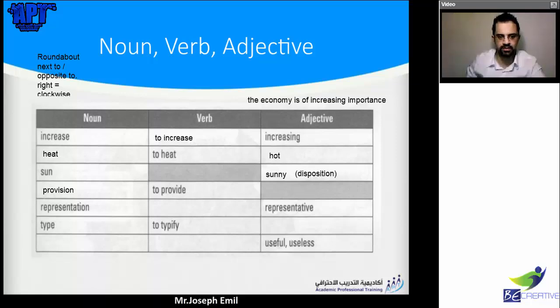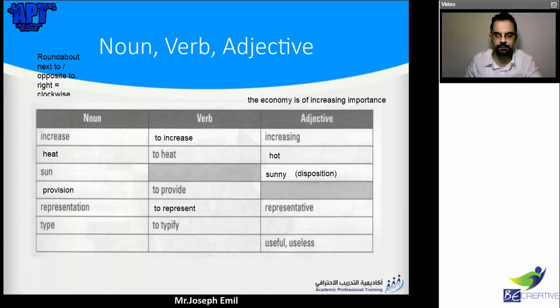Representation, right, is when someone stands, shall we say, on behalf of someone else, right? Let's say we have 50 people, right, that want to talk in a council. They will not all come in the council, all right? They have to send just one person to represent. And his name is representative.